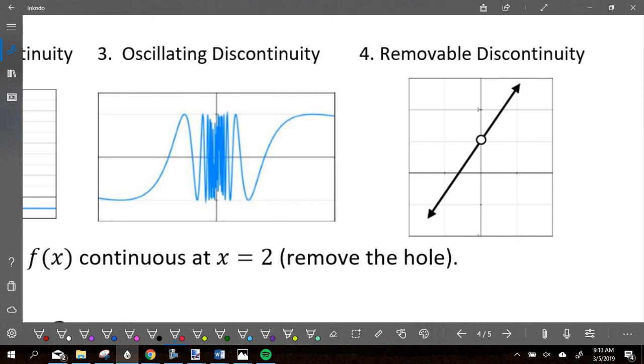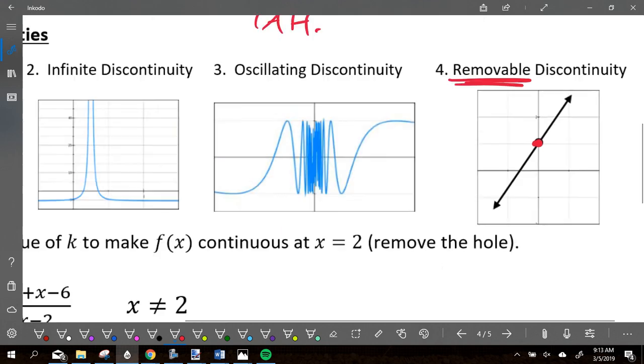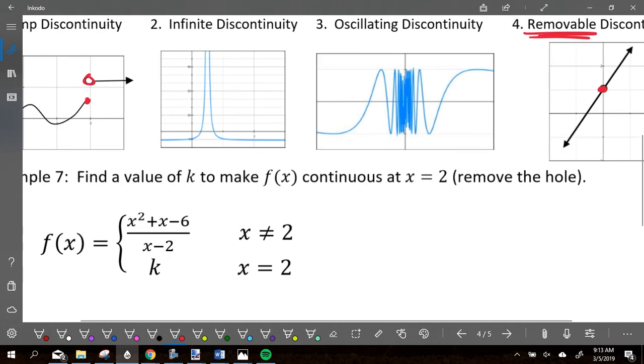It looks pretty continuous, but there's this one little spot right here in the middle that makes it not continuous. What happens if you took a dot and all of a sudden you put it right there? Is it continuous? Yeah, we removed the discontinuity. There's a hole in that thing. That's why it's referred to as removable discontinuity. Those are the ones we're going to focus on the most.